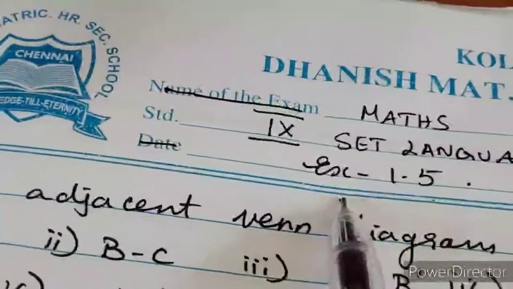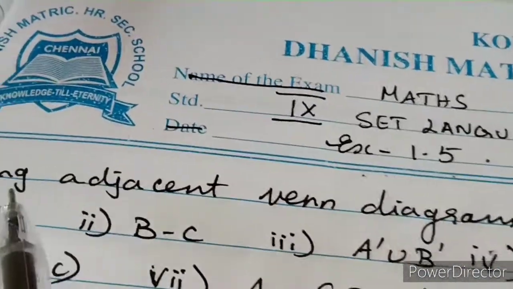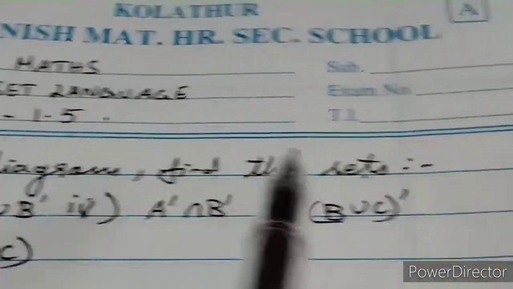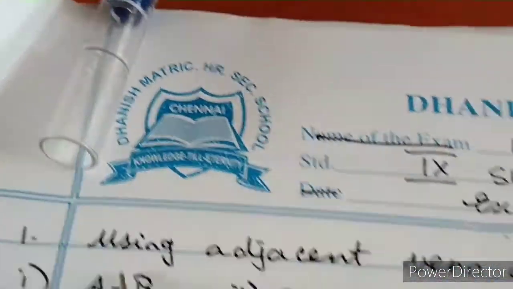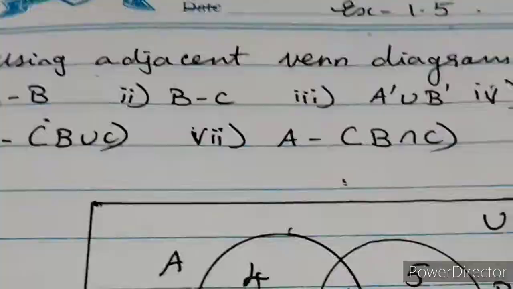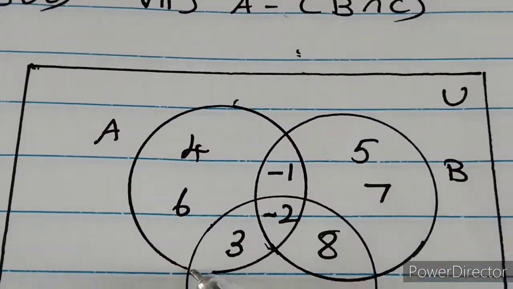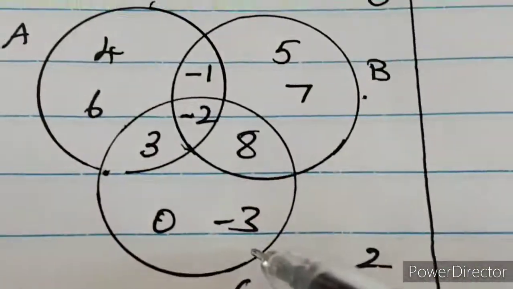Now we'll see the exercise sums. Exercise 1.5. First question: using the adjacent Venn diagram, find the sets. First one is A minus B. If you see the Venn diagram, they have given A, B and C.